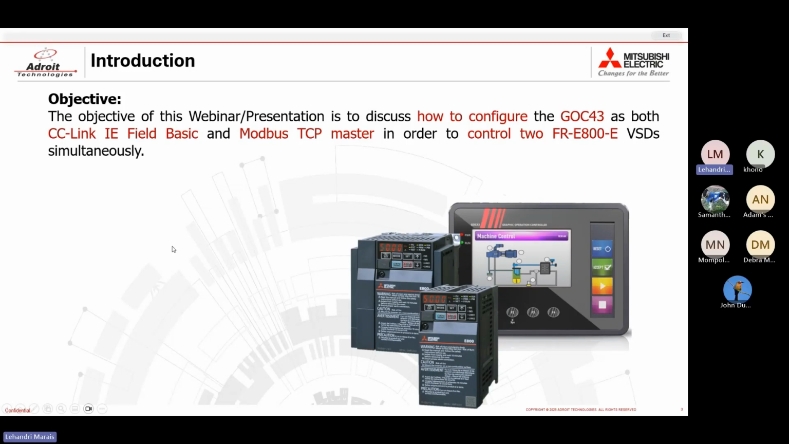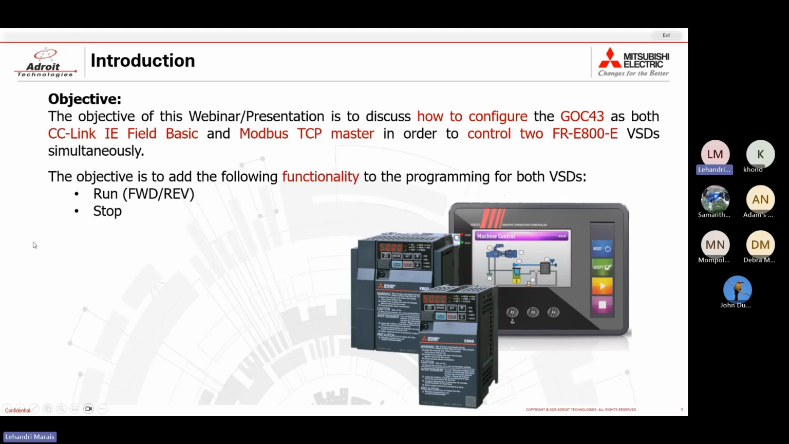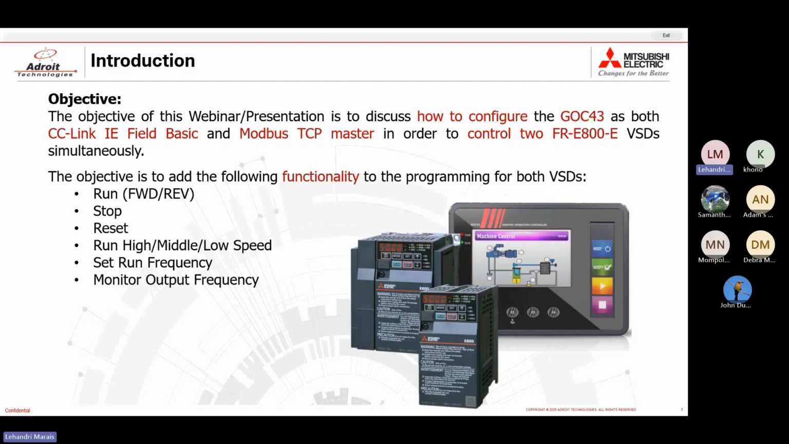So the objective for this presentation or webinar is to discuss how to configure our GOC43 as both the CC-Link IE Field Basic and Modbus TCP Master in order to control two E800 VSDs simultaneously. And the functionality we would like to bring to controlling the VSD is to run forward and reverse, stop the VSD, reset. So for the run high, middle, or low speed, I will be leaving that out for today, just to try and keep to the time frame we have available.